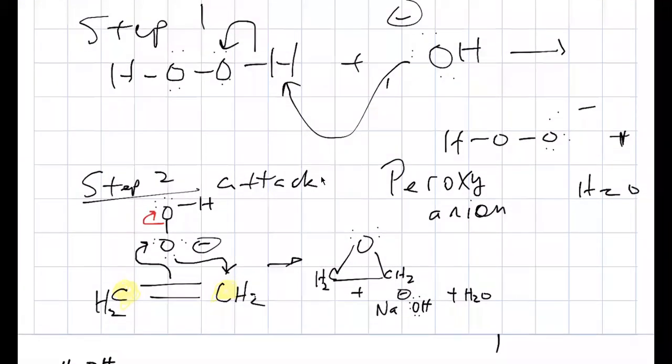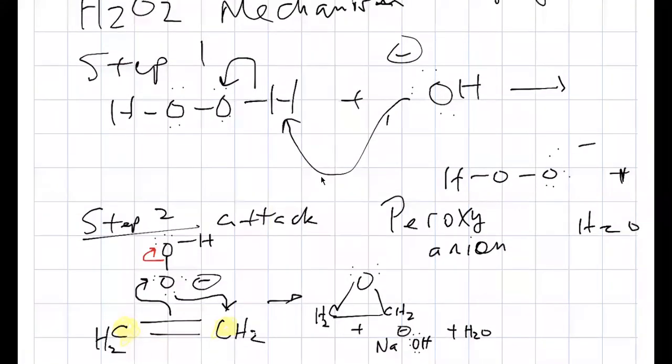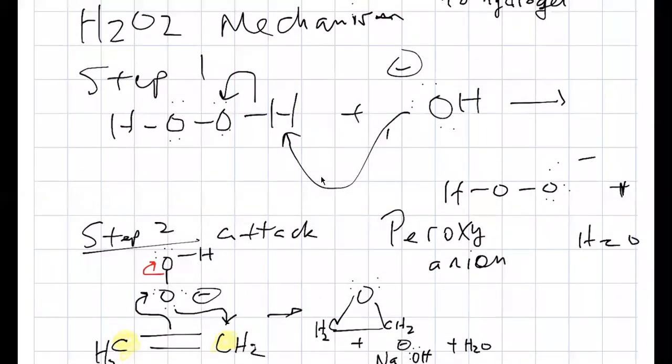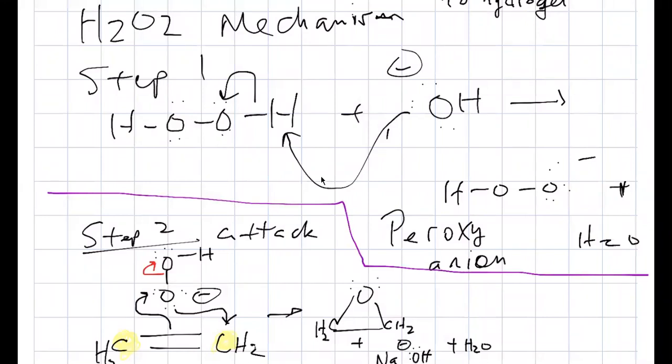So the first step is to basically make the peroxide a better nucleophile, and you do that by doing proton transfer. And then the second step, the peroxyanion attacks the alkene, and that's how you get your ether, your cyclic ether. All right, any questions?